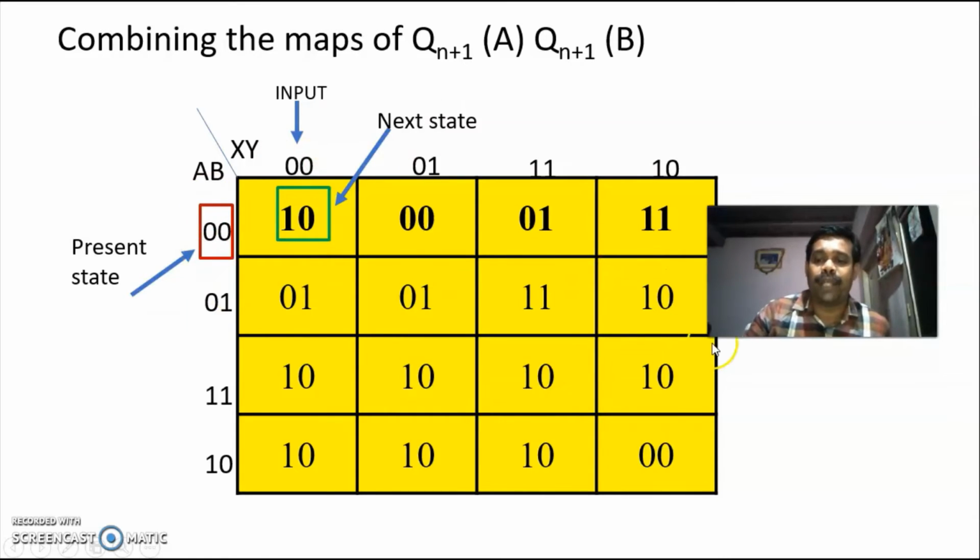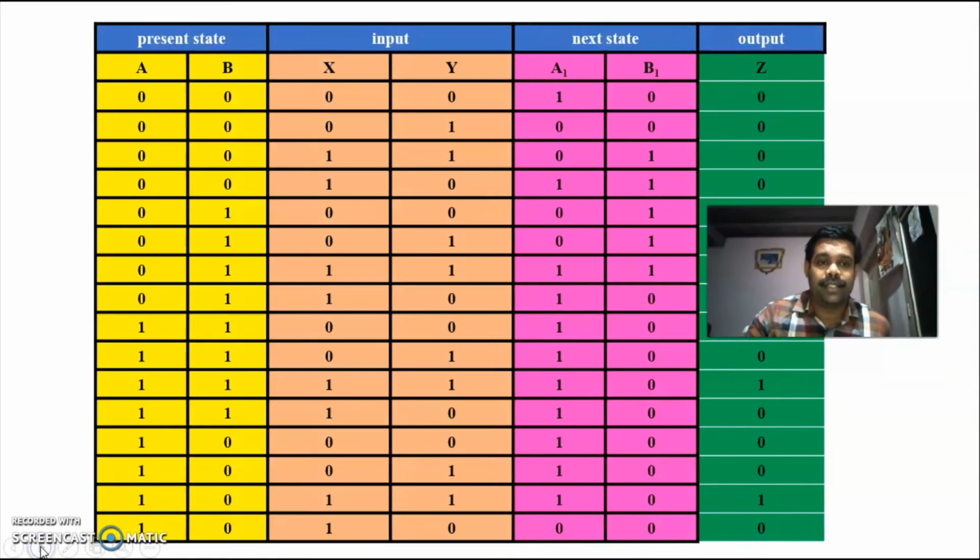Similarly, we have to form the next state transition table from this state table. So this is the transition table. You have the input, and you are in the present state 0 0. You provide the input 0 0, you go to the next state 1 0, and the output is 0. So you have an output map, and from that output map you write the output also. So you write the present state, then the input, then the next state, then the output.